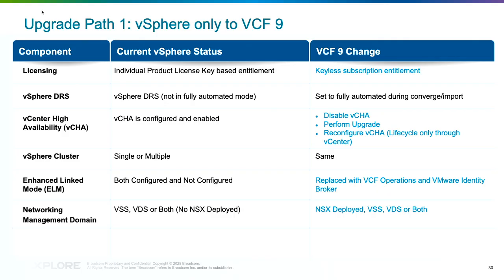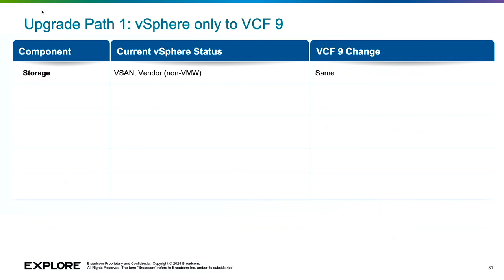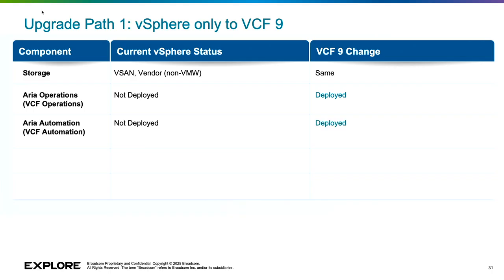In terms of the networking management domain, like I already showed earlier, it doesn't matter where you come from, NSX gets deployed. The same for the workload domain as well. Moving on, there's no impact to storage. Whatever storage you have coming in, everything is the same. If you do not have Aria Operations or VCF Operations in your environment, it actually gets deployed as you move to VCF 9. The same thing for automation as well. If you don't have it in your source environment, it gets deployed.